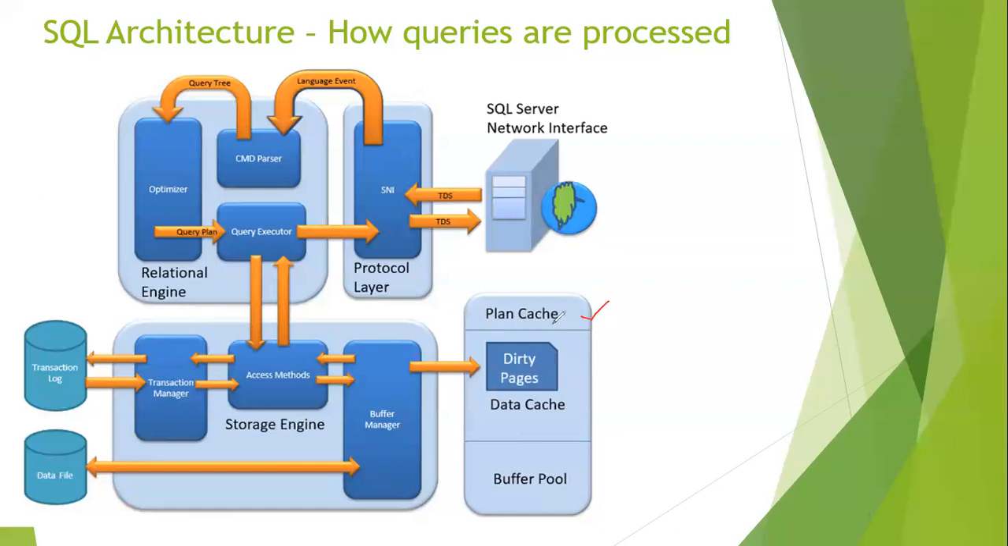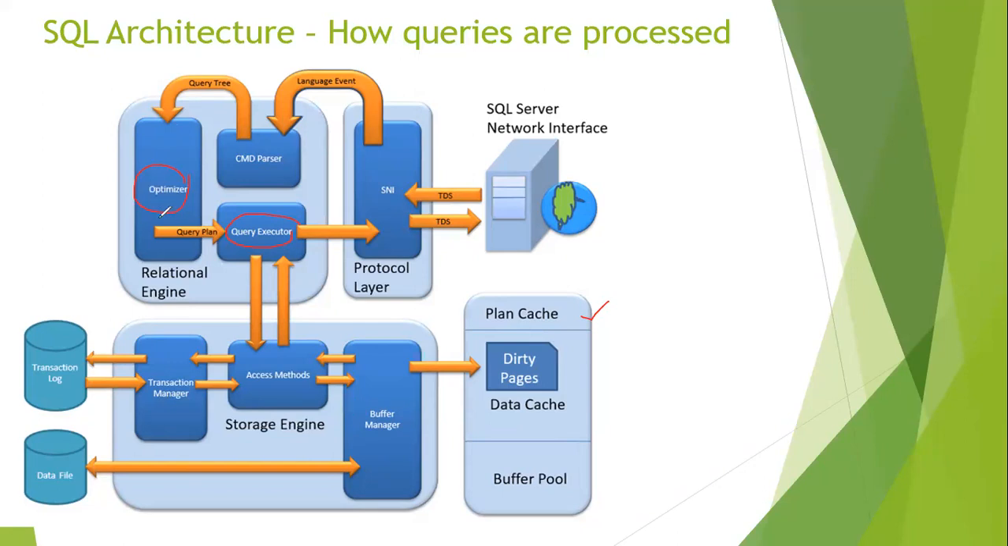Correct. If the plan is available, it will be communicated through the access method and sent to the query optimizer in the relational engine, and the optimizer identifies the plan. Then it goes back to the relational engine and on to the query executor to execute the query. So it has the plan, and then it went all the way back to the query optimizer, and then the query executor.